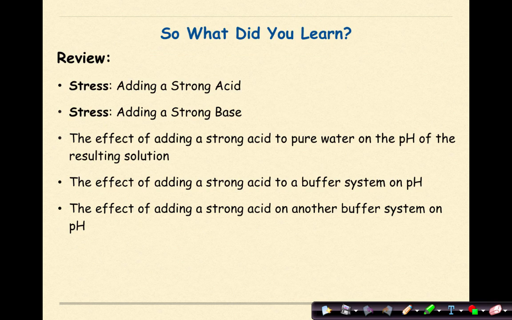So what did you learn? We looked at the stress of adding a strong acid. We looked at the stress of adding a strong base. We looked at the effect of adding a strong acid to pure water on the pH of the resulting solution. Then we looked at the effect of adding a strong acid to a buffer system on pH. And then finally, the effect of adding a strong acid on another buffer system on pH.